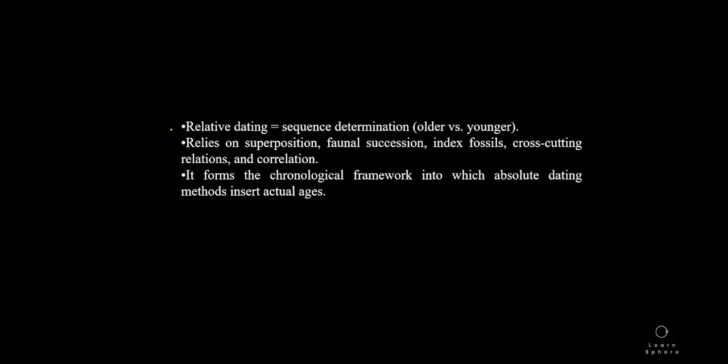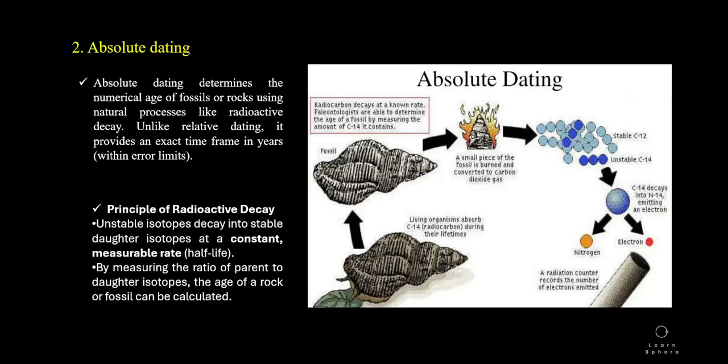Simply we can say relative dating is the sequence determination, which means older versus younger. It relies on superposition, faunal succession, index fossil, cross-cutting relations and correlation. Okay, we basically relate it with some other factor. It forms a chronological framework into which absolute dating methods insert actual ages. Then the second method is absolute dating. Absolute dating basically determines the numerical age.